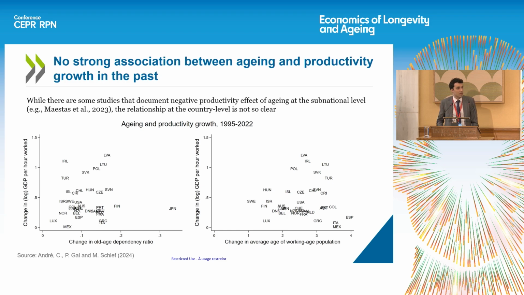For example, channels running through capital deepening. If we just plot the raw correlation, and I want to stress that this is just the raw correlation of aging in the past, I have here in the left panel one measure of aging, which is the change in the old age dependency ratio, and in the right panel an alternative measure of aging, which is the average age of the working age population. If we correlate that with changes in GDP per hour worked, our preferred measure of productivity, we find very little correlation, at least in the past, for OECD countries.